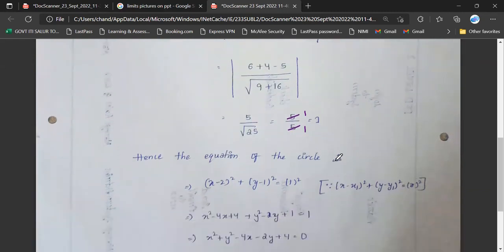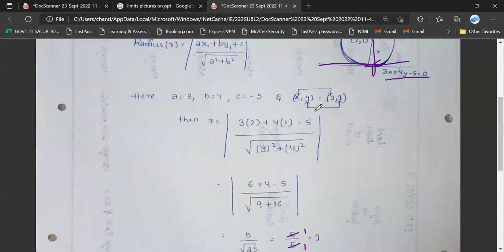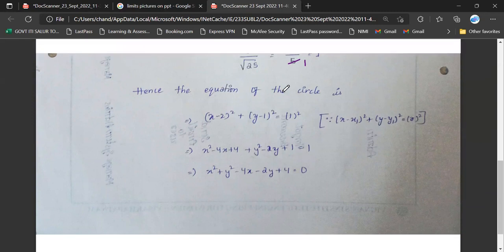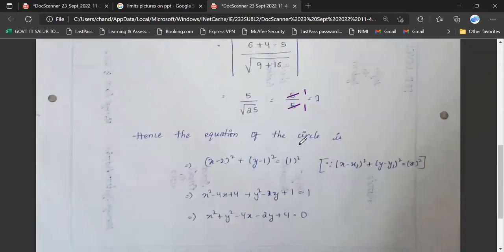So hence the equation of the circle: we already know that (x - x1) whole square plus (y - y1) whole square is equal to r square. It is the formula of the circle. So we substitute x1, y1, which is (2, 1). So (x - 2) whole square plus (y - 1) whole square is equal to the radius. Here the radius is 1, so 1 square.